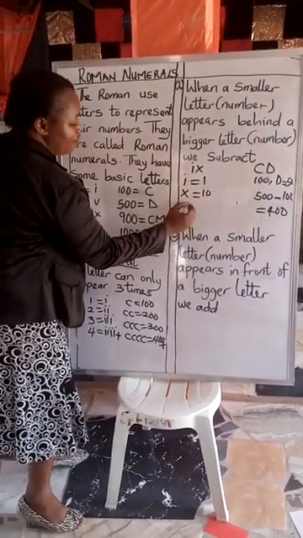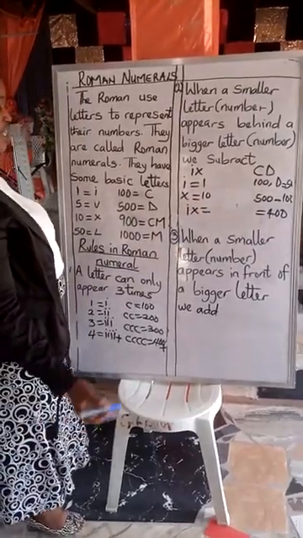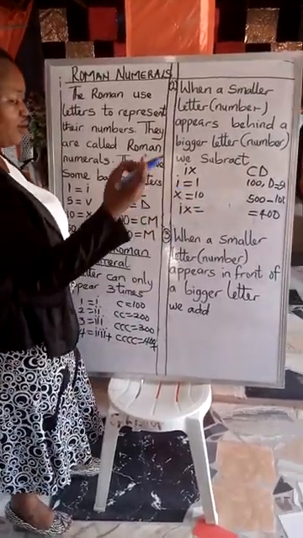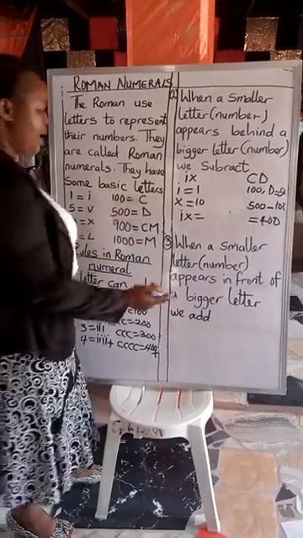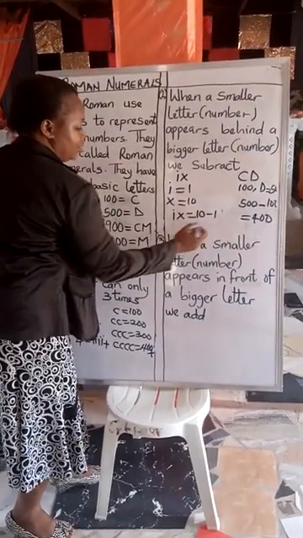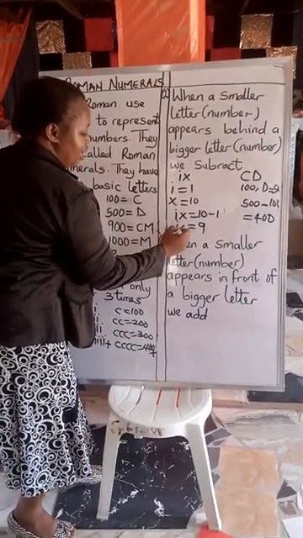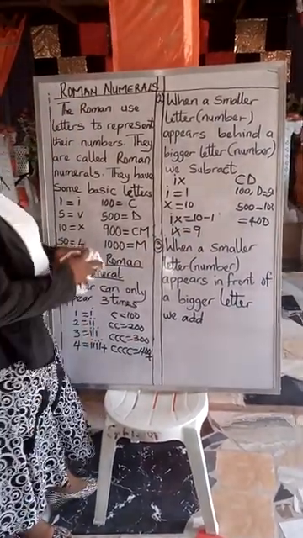So whenever you have IX, what do you do? You subtract. Meaning that you subtract the smaller number from the bigger number. Then you have 10 minus 1. And this will be what? 9. So whenever you see IX, it means it is 9.